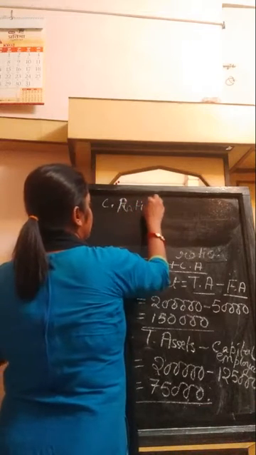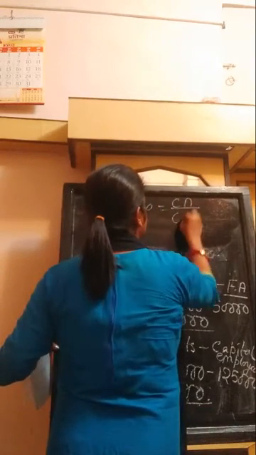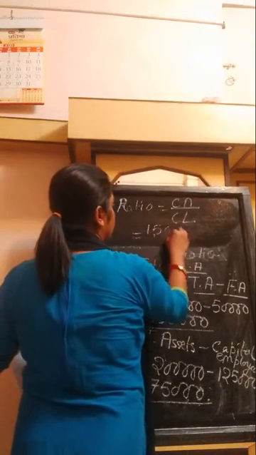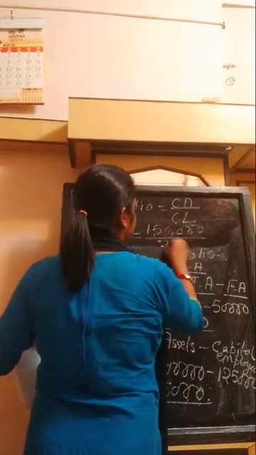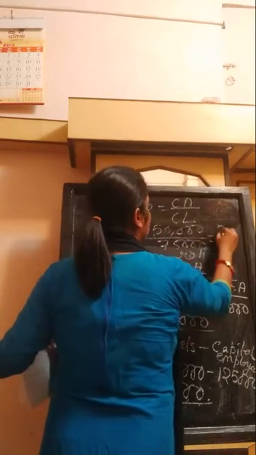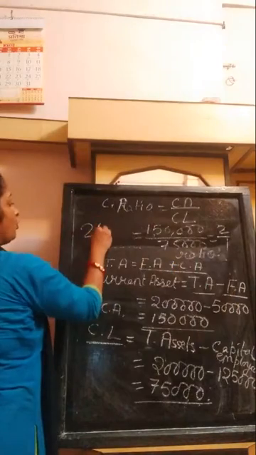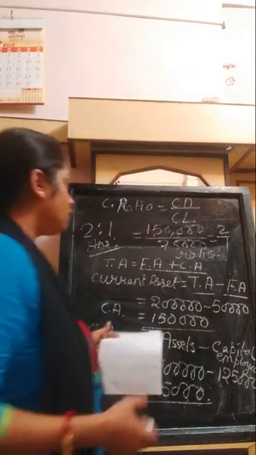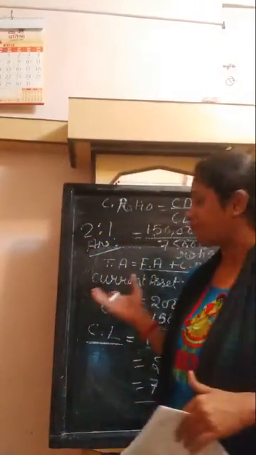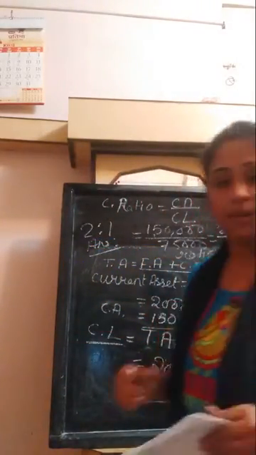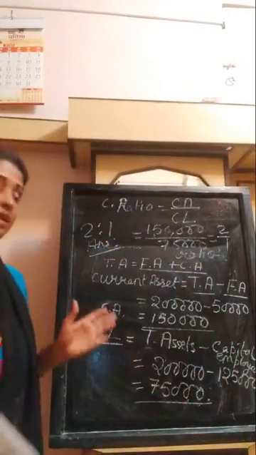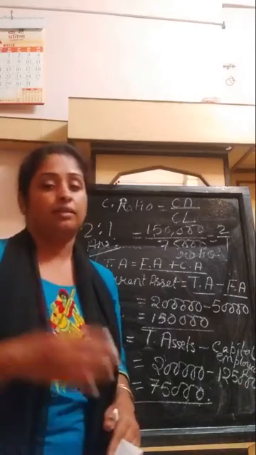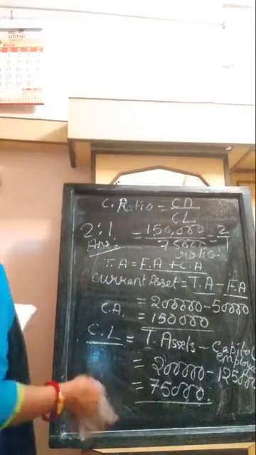Current ratio, CR, is equal to CA divided by CL, which is 1,50,000 divided by 75,000, which means 2 by 1, that is 2:1 is the answer. So in this way we will solve the sums given in the exam paper, the sums that will be given in the question paper. In this way we will find out the current assets and the current liabilities, and eventually we will find out the current ratio. This is how we will solve the sum.